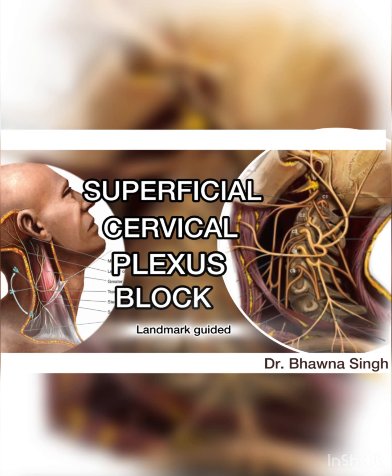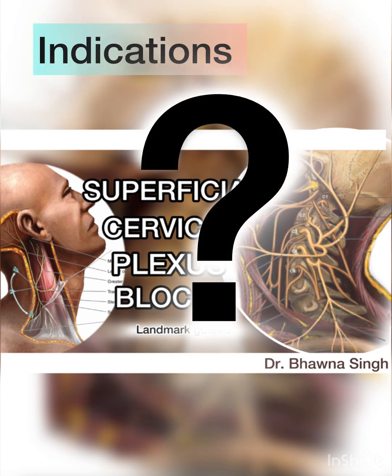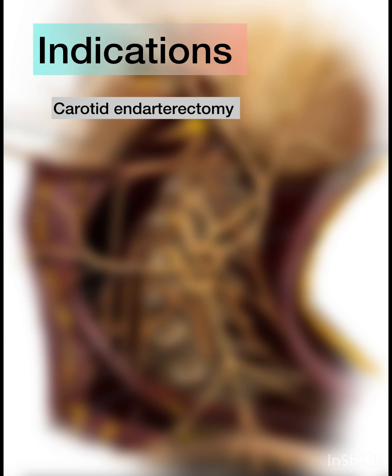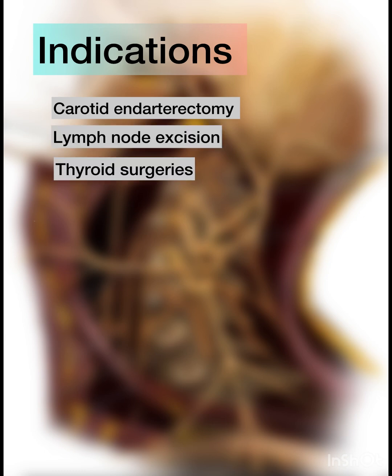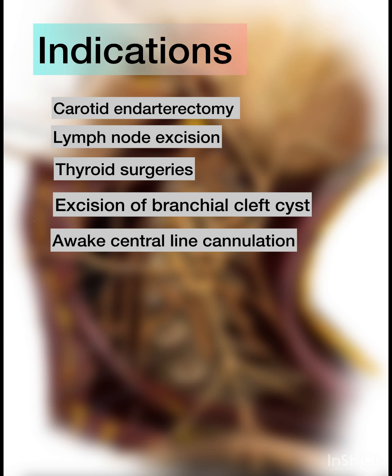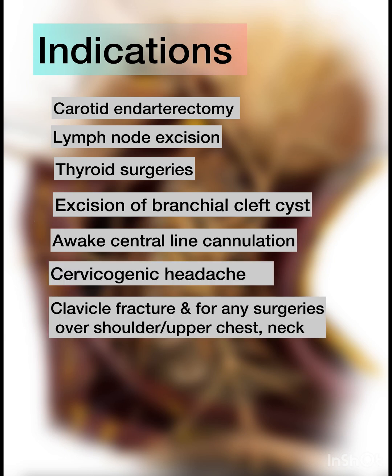First of all, let me ask you where we can use the superficial cervical plexus block. So the indications are carotid endarterectomy, lymph node excision, thyroid surgery, parathyroid surgery, excision of branchial clefts, awake central line cannulation, cervicogenic headache, clavicular fracture, and for any surgeries over the shoulder, upper chest and neck.